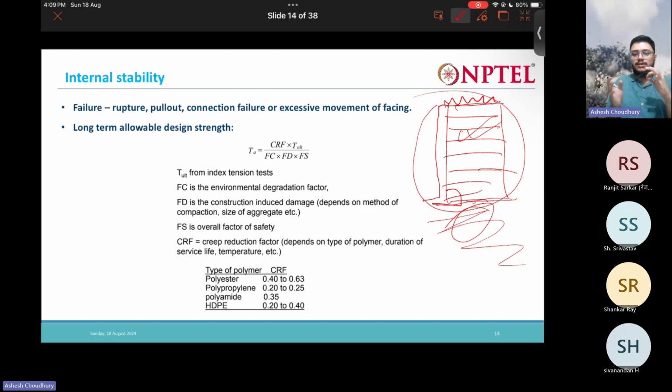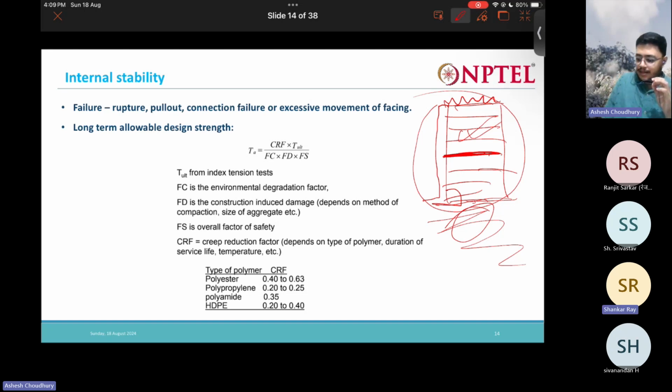Now, internal stability refers to whether the reinforcement that you are putting is able to take the load or not, whether it is going to rupture or not rupture, whether it is going to get pulled out of the soil or not. Those checks are the internal stability checks.